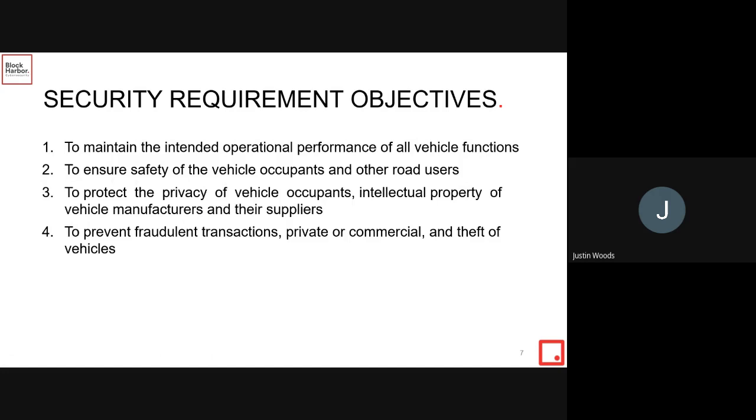So no privilege escalation, no ability to read code or modify it or anything like that. And then, along the lines of the credit card I mentioned, we want to prevent fraudulent transactions, private or commercial. And of course, theft of the vehicle is not a good time. So we want our requirements to have the outcome of not allowing any of these things to happen while maintaining function, right? We want to protect, but we also don't want to subtract from functionality.